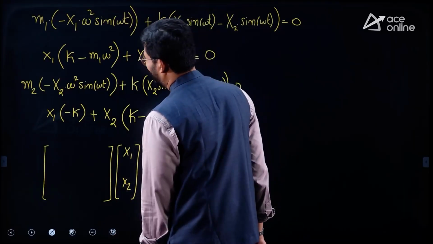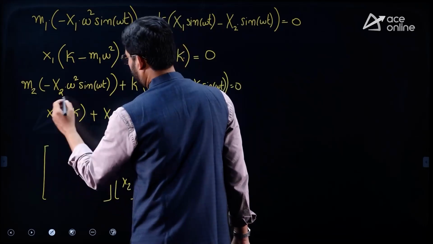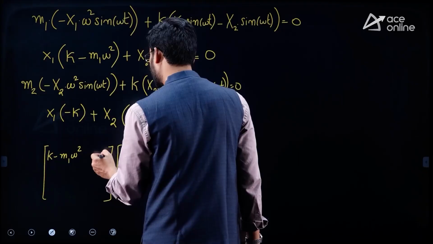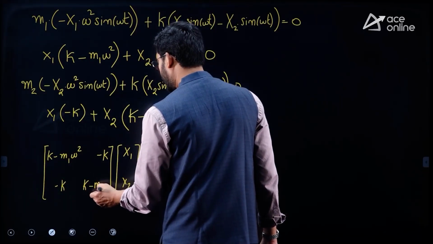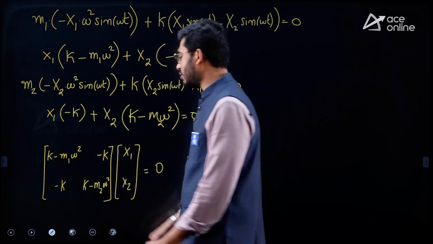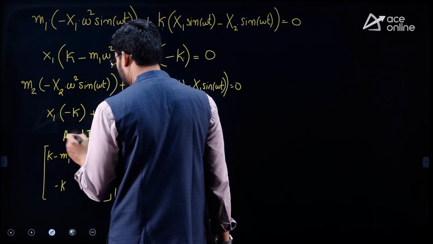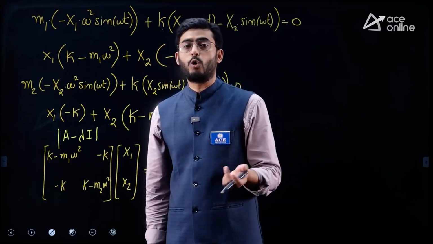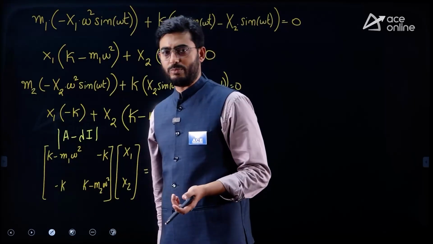This concept we find in eigenvalues and eigenvectors. So likewise here it is k minus m1 omega square, minus k, and here this is k minus m2 omega square. So for finding the value of omega, this is in the format of A minus lambda I, where lambda is basically similar to omega square. So the square root of lambda will give us omega.